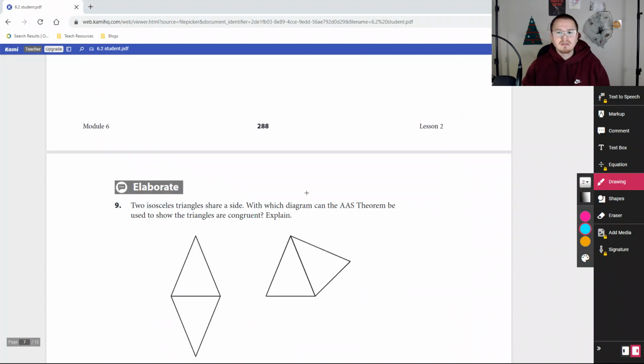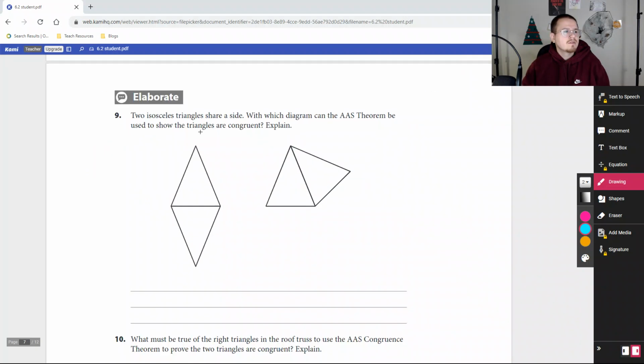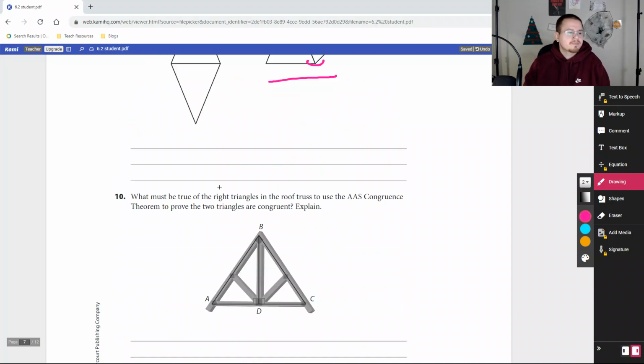Do I want to talk about this one? Yeah. 2 isosceles triangles share a side. With which diagram can the AAS theorem be used? So again, you don't have to go in and be like, oh, I need AAS or I need ASA. Like, use your tools. But you would want to use this one because this shared side is the non-included side. So you want to have the angle side, not angle side angle, to use ASA.